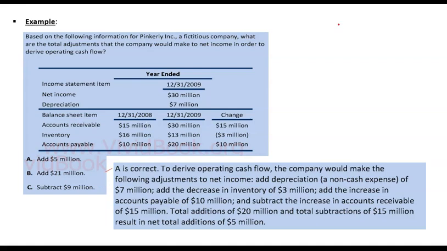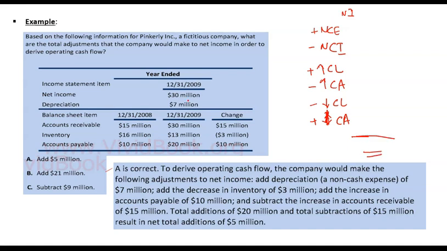So simply speaking, you start with net income and then make adjustments for non-cash items. That is, you add non-cash expenses, then you subtract non-cash incomes, and then you adjust for working capital changes. That is, you add increase in current liabilities and subtract increase in current assets, and then you subtract decrease in current liabilities and add decrease in current assets. So this is the format that you will need to use.